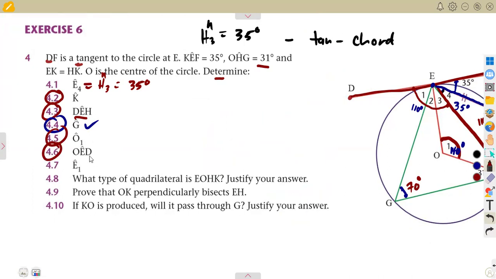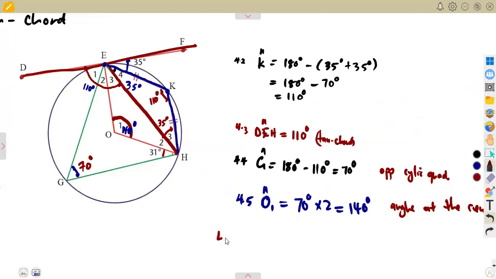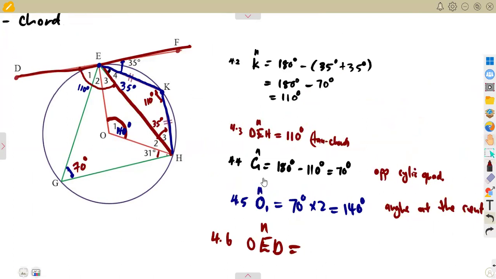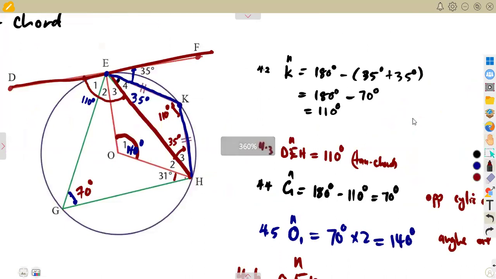Okay. Let's move on to the other part, which is to determine OED, from O to E to D. That's 4.6. So we're going to determine from O to E to D. Let us see where we have this on our diagram. That is from point O to E to D, like this. This is the angle that we want.